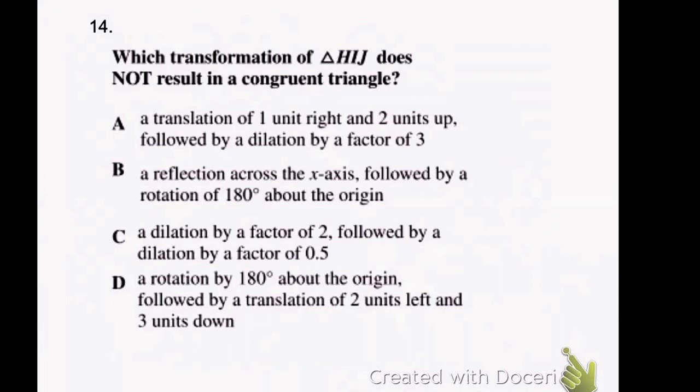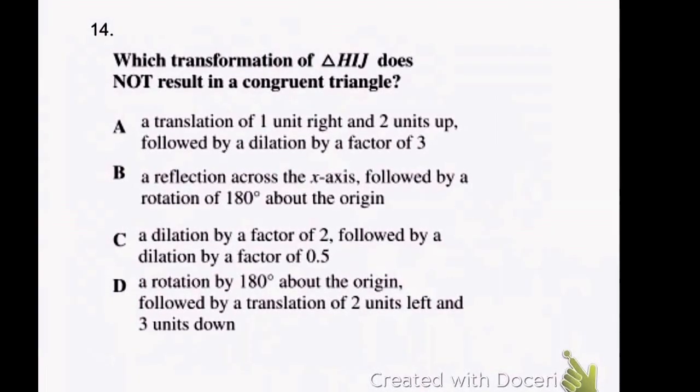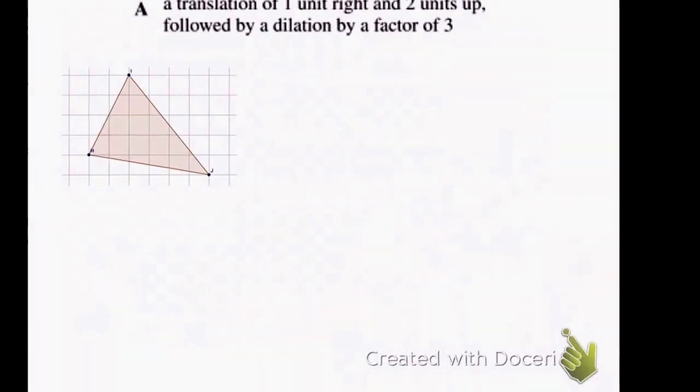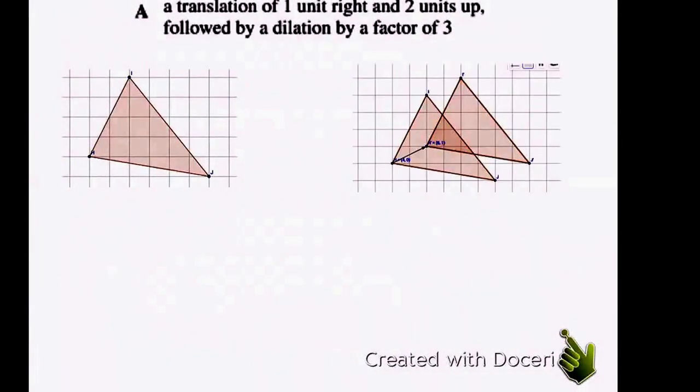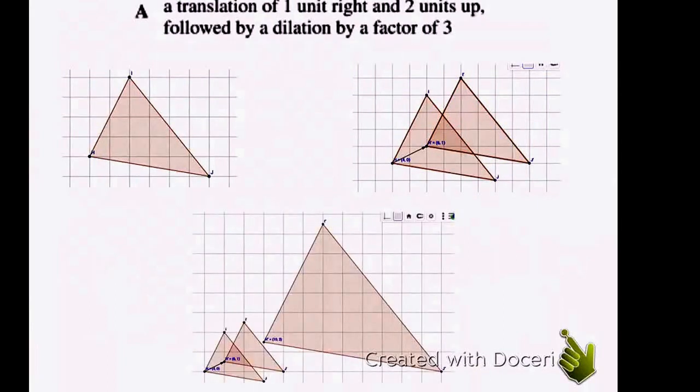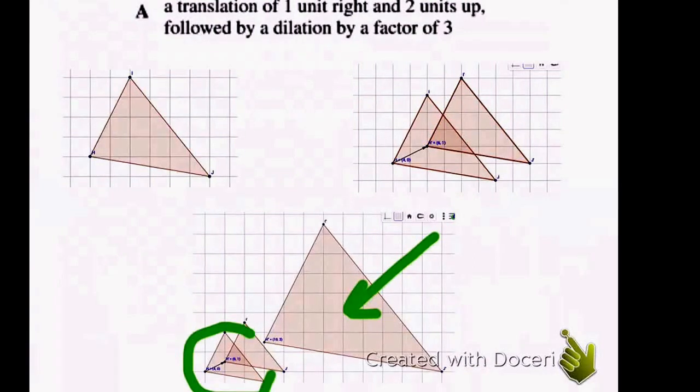Number 14. Which transformation of triangle HIJ does not result in a congruent triangle? So let's look at the first one, A. If I want to translate 1 unit right and 2 units up, that's what the transformation would look like, followed by a dilation by a factor of 3. So that's what it looked like. Would you say that this shape is congruent or not congruent to the pre-image?